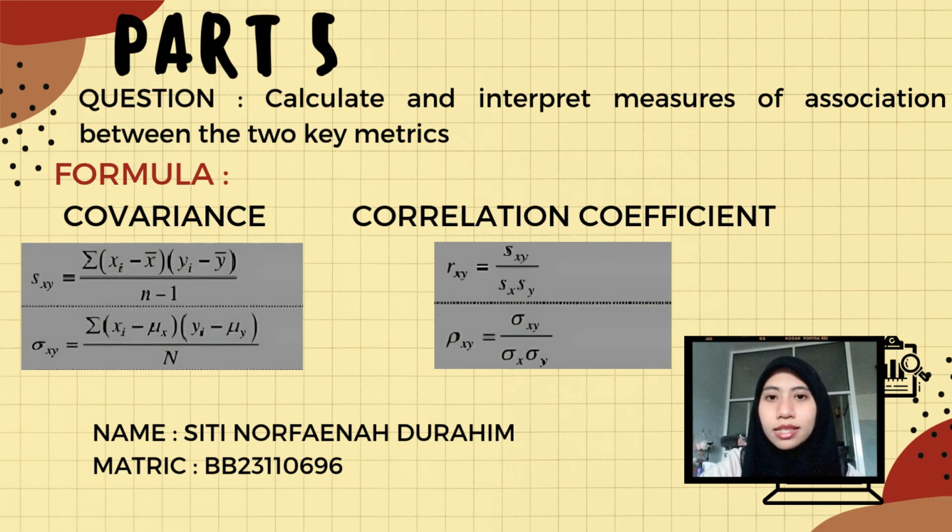To analyze, I used this formula to tell us both the strength and the direction of the relationship between two variables. The formulas are covariance and correlation coefficient. There are two kinds of covariance and correlation formula. The top one is the sample formula, meanwhile the bottom one is the population formula. But in our case, we use the sample formula to analyze sample data for 30 companies.